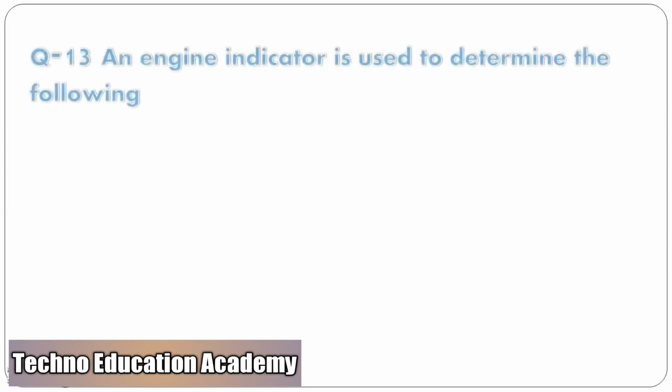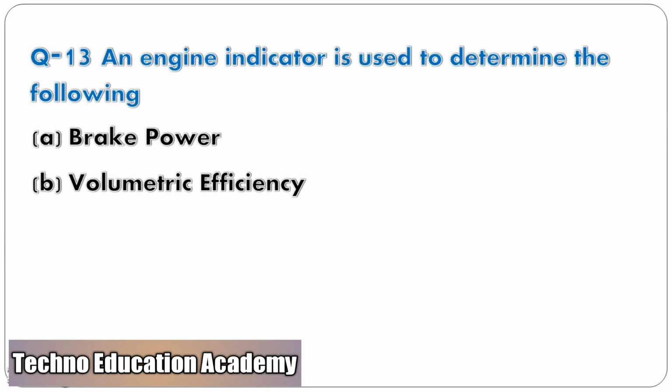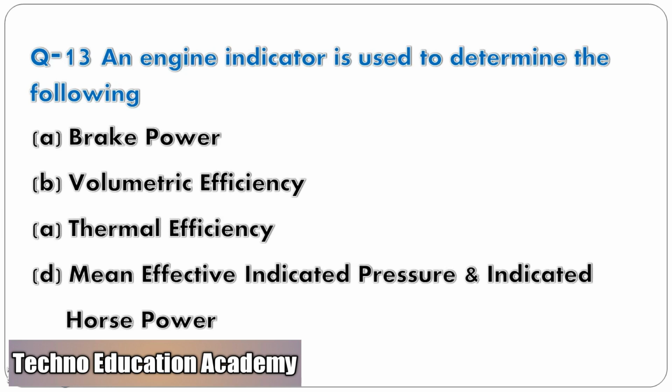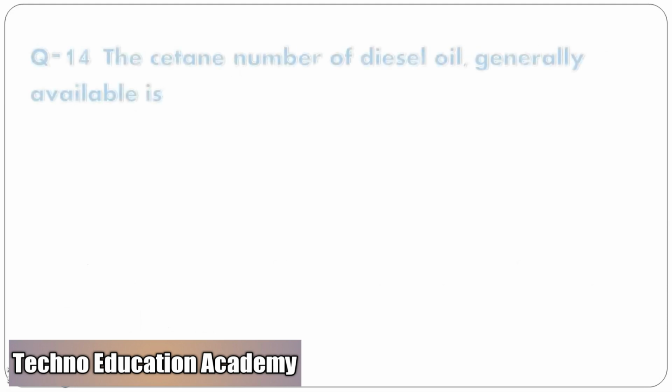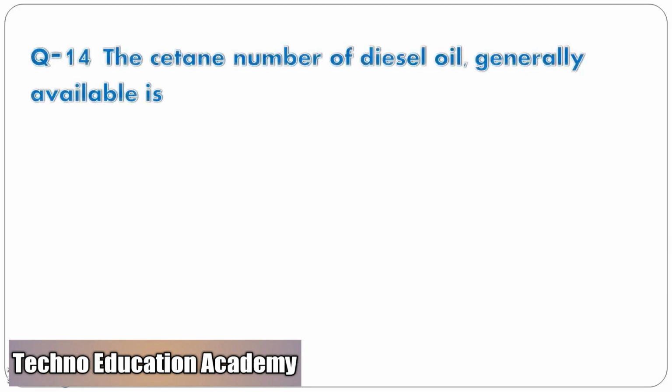Question number 13. An engine indicator is used to determine the following. Option A, brake power. Option B, volumetric efficiency. Option C, thermal efficiency. Option D, mean effective indicated pressure and indicated horsepower. So the right answer is option D, mean effective indicated pressure and indicated horsepower. The equation of indicated horsepower is IP equal to p l a n upon 60, in which p is mean effective indicated pressure.